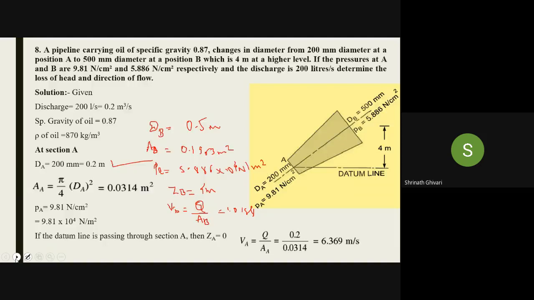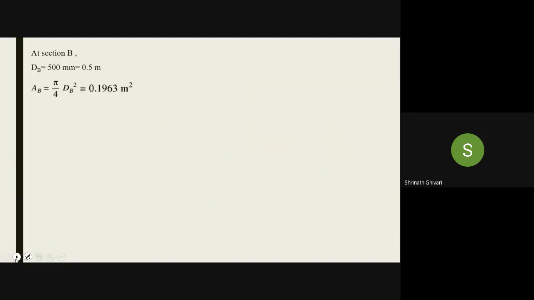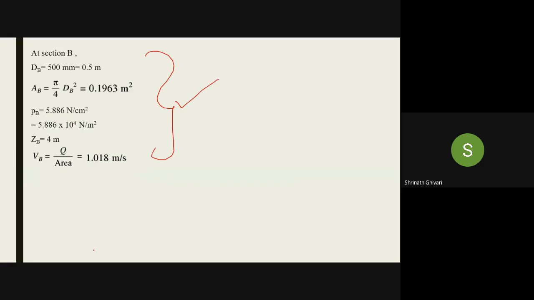I'll do like this. At section B, dB is 0.5 meter. Correct. Area is 0.1963. Someone had told me 0.1963. Very good. PB is 5.886 into 10 to the 4 Newton per meter square. ZB is 4 meter. Then we determined VB, that is 1.018. Are the answers correct? What we have said in the previous slide? Yes, sir. Okay, very good. Now we have everything.